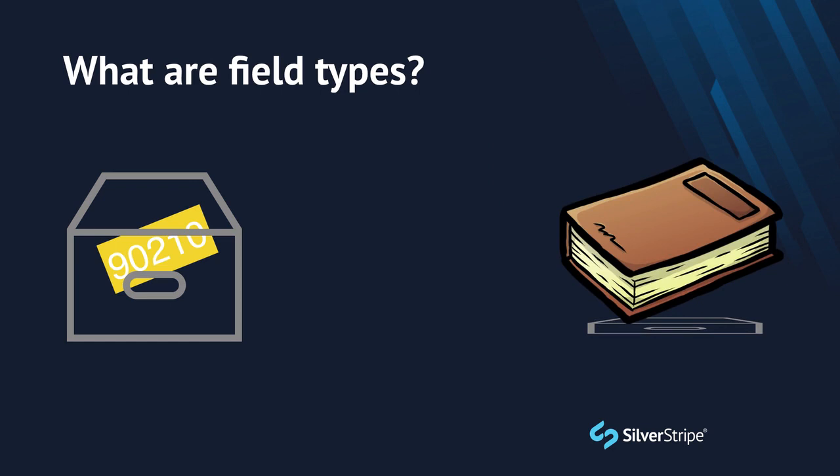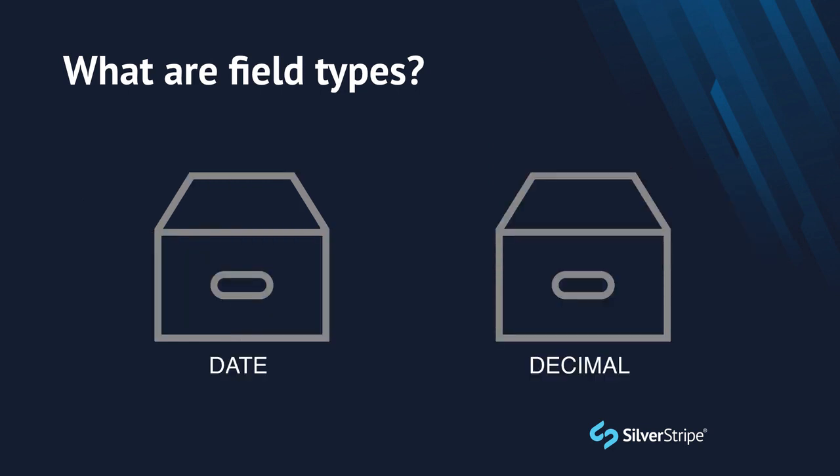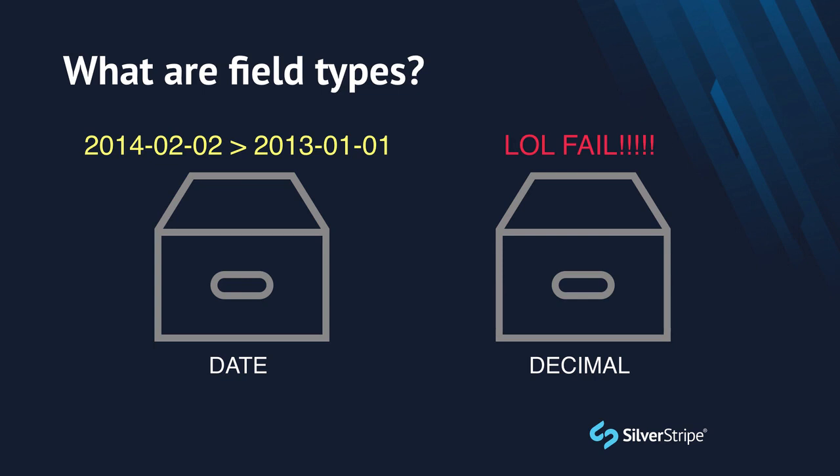Secondly, by assigning a field type, the database can interact with each column in its own way. So for instance, two date fields can compare differently than two text fields. And trying to store the text "LOL fail" in a decimal field will simply fail.